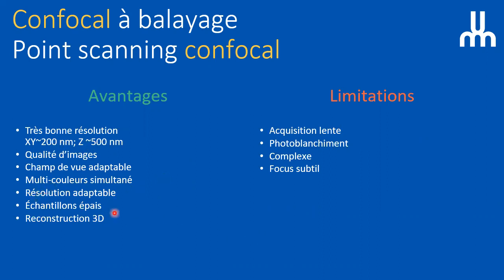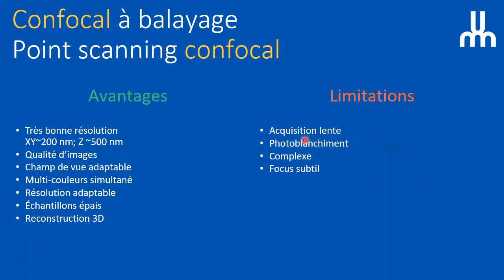You can also put a lot of detectors at the same time, and you can detect several colors at the same time, which is very good because you're going to save a lot of time since you have to scan the sample. The resolution can also be changed. Instead of doing 1,000 points per line, you can choose to do only 500 or 256. So you can adapt the resolution to what you actually need. It works very well for thicker samples, so you don't have to be very, very thin because you remove the light that is out of focus, and you can do 3D reconstruction.